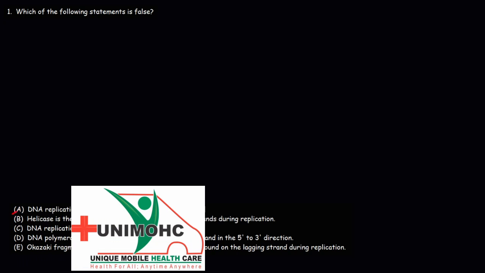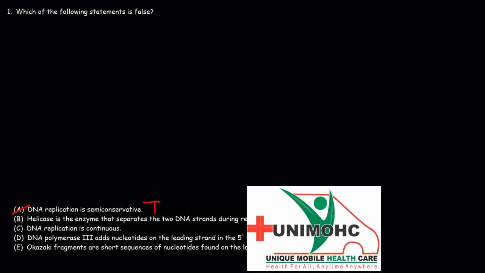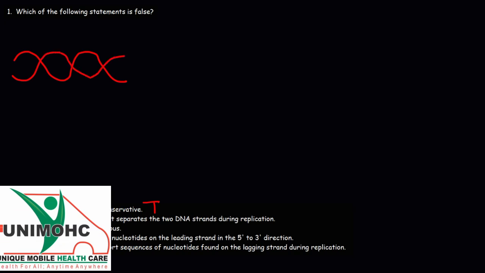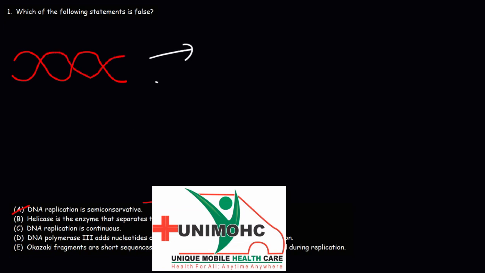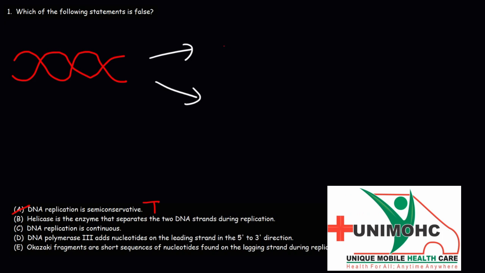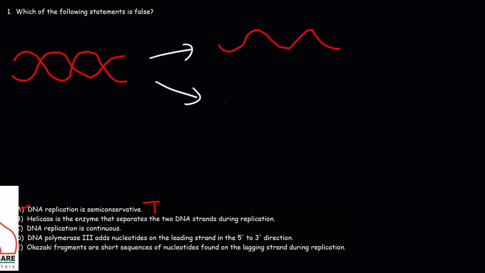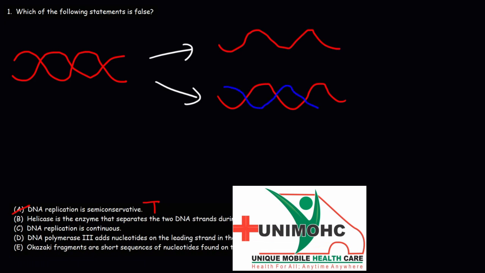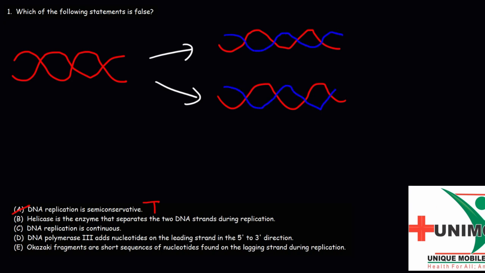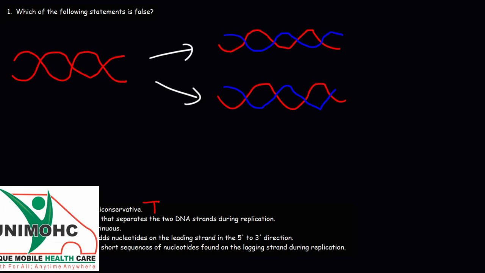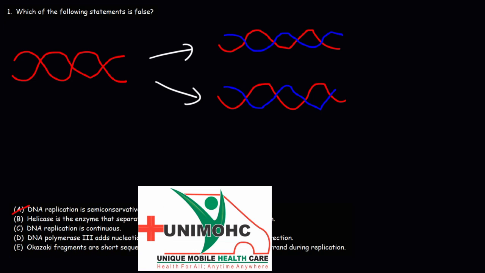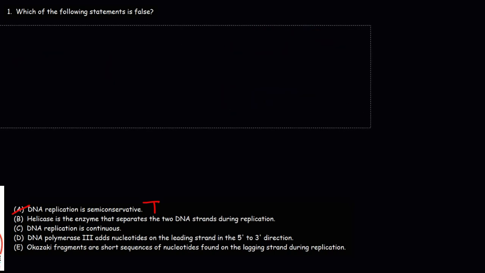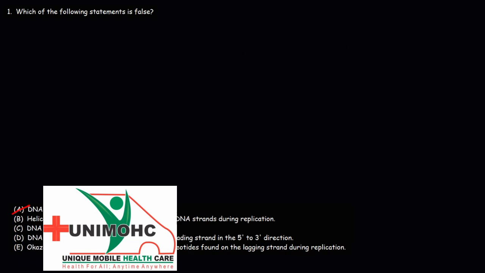DNA replication is semi-conservative. If you recall, we start with an old DNA strand, and once we create 2 copies, each copy will have 1 old DNA strand, and each copy will have 1 new DNA strand. So it's semi-conservative in that each new copy has 1 old strand and 1 new strand. Some other ideas of DNA replication are conservative and dispersive replication.